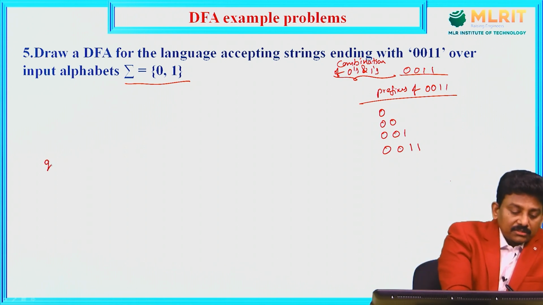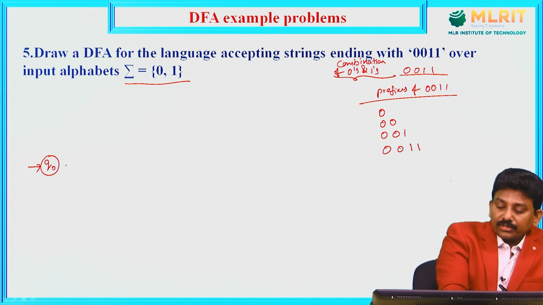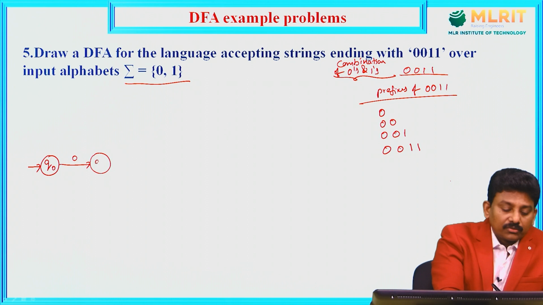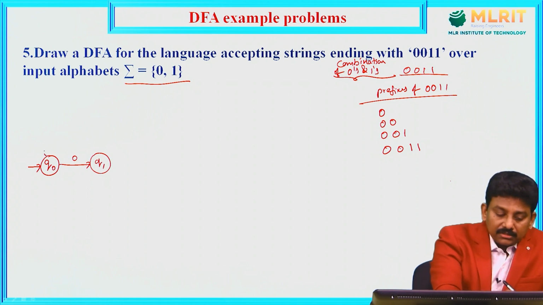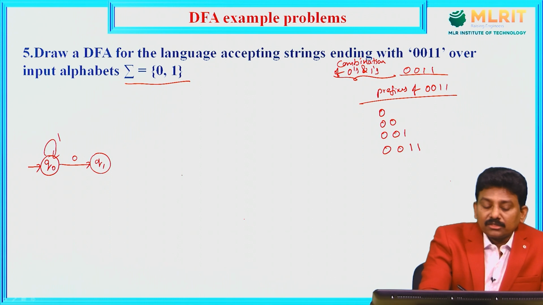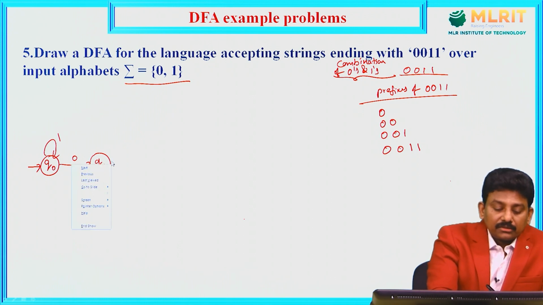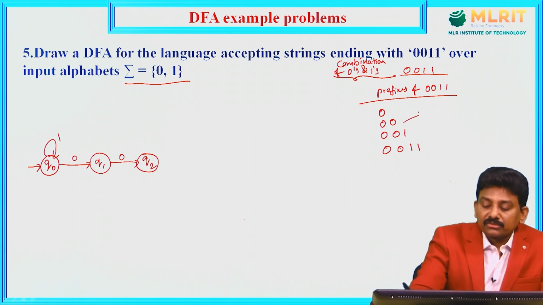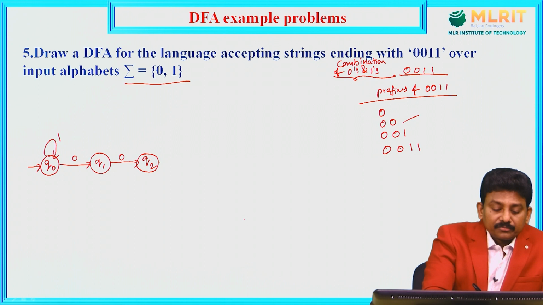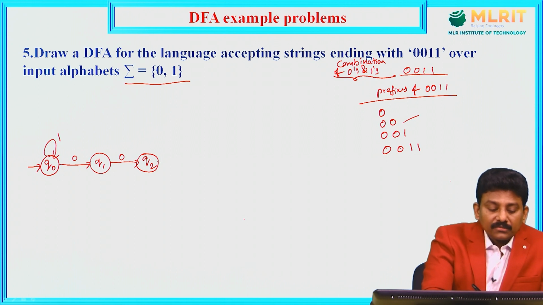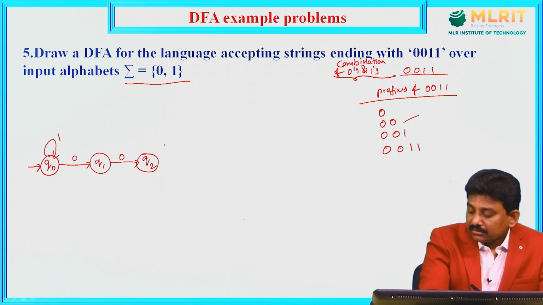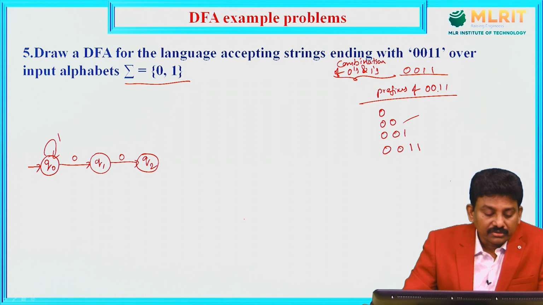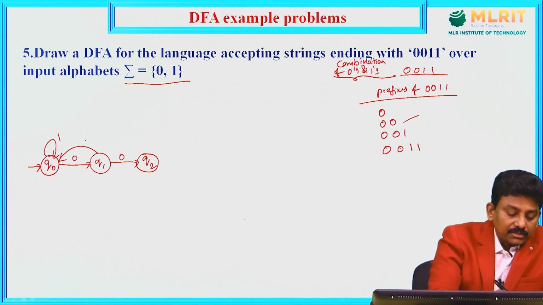Q0 is the initial state. If you read 0, that is a prefix of 0 0 1 1, I can go to Q1. If you read 1, stay in the same state. In Q1, if you read input symbol 0, I can go to Q2, because 0 0 is a prefix of 0 0 1 1. Then in Q1, if you read 1, 1 is not a prefix of 0 0 1 1, so you go back to the initial state.